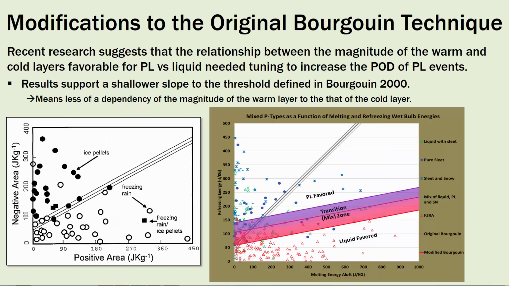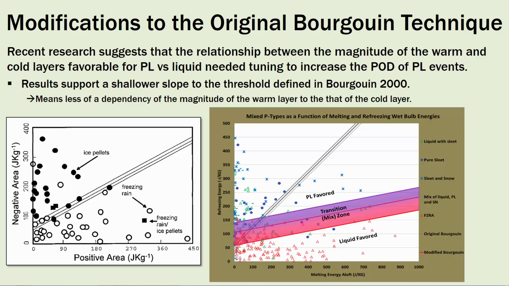This figure here on the left-hand side is pulled from the original Bourgouin study back in 2000. And he used a really small sample size to determine the function between the positive energy aloft and the negative energy in the low levels to determine environments more favorable for freezing rain versus sleet or ice pellets. Using a much larger data set, over 200 mixed precipitation cases across North America over the last several years, we were able to calculate the same melting and refreezing energies in terms of wet bulb rather than the thermal profile.